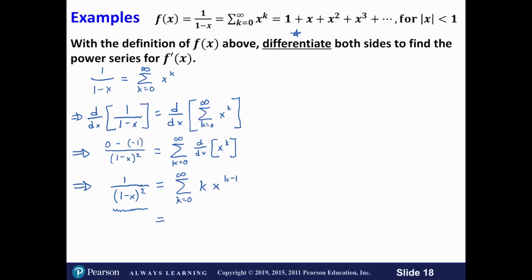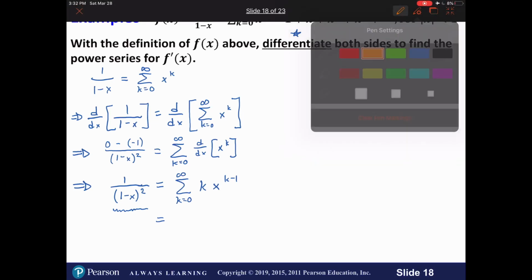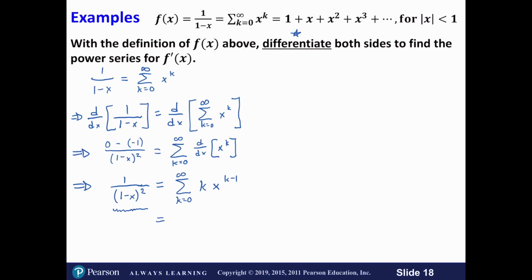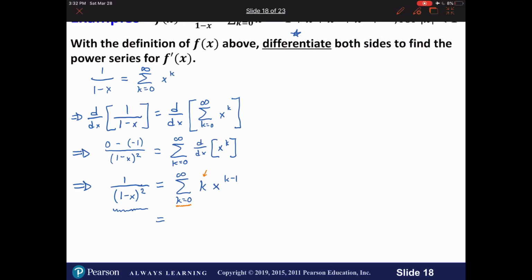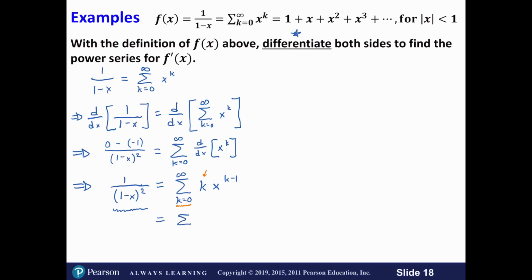The first clever observation is to notice that since this sum starts at k equals 0, the first term of this sum would actually be just 0 times x to the -1. So, to remedy that, we can just notice that this is the same thing as the sum starting at k equals 1, because the first term of that original sum was 0.